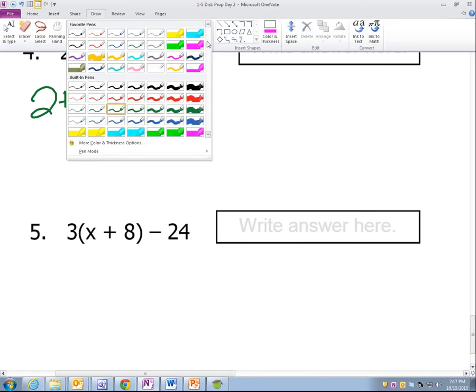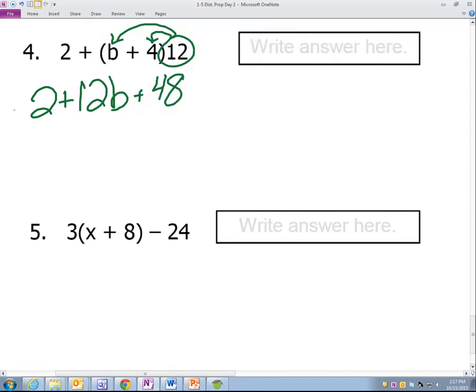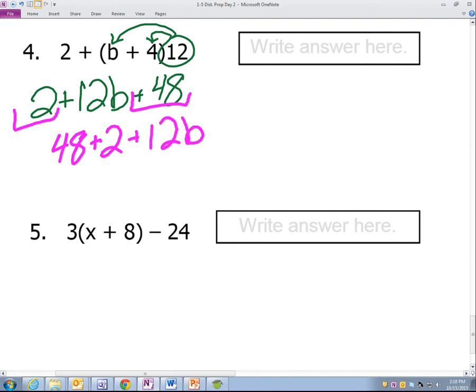I have some like terms in here. I have my 2, and I have my plus 48. So I'm going to just rewrite it so when you're looking at this when you're doing your homework and studying for that quiz tomorrow, like, okay, I put those like terms next to each other so I don't make a mistake. And then I come out with 50 plus 12b. Are there any questions? Okay.